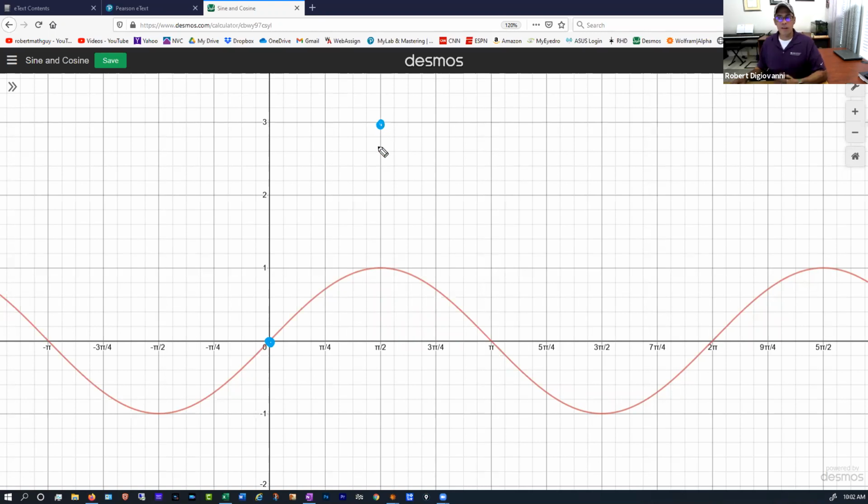And if we keep doing this, what we're going to find is that all this does is stretch the graph out vertically. Now I have a much better way of showing this to you.